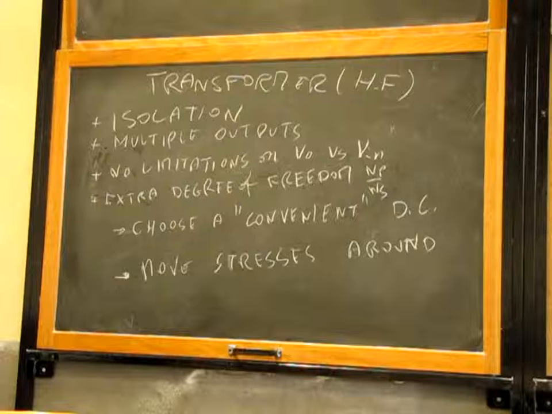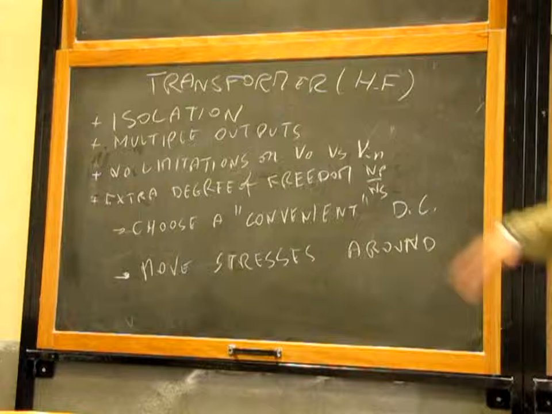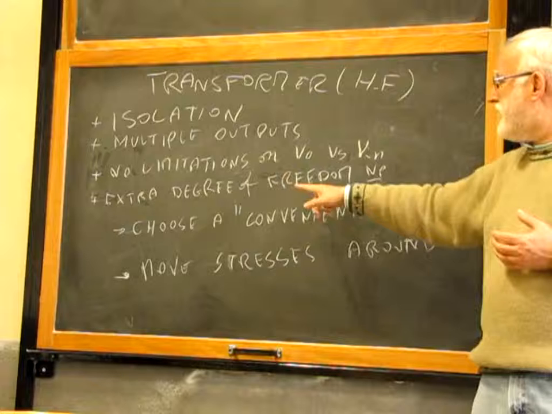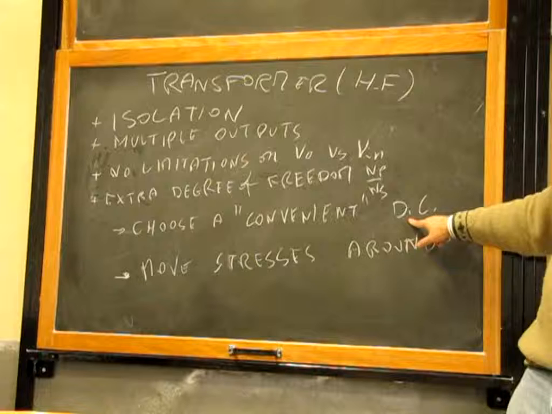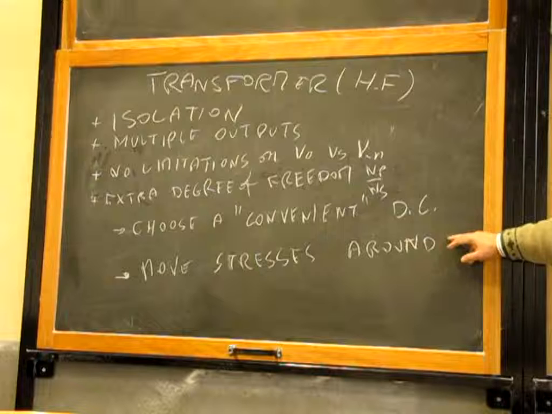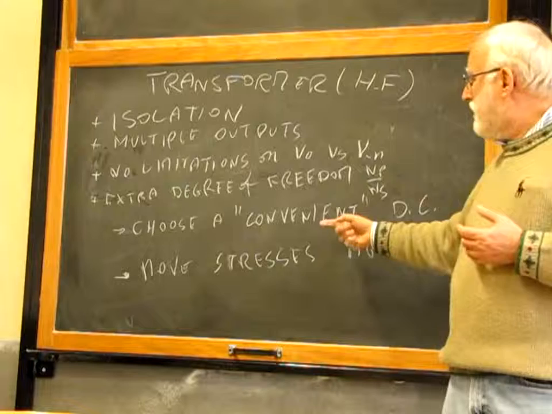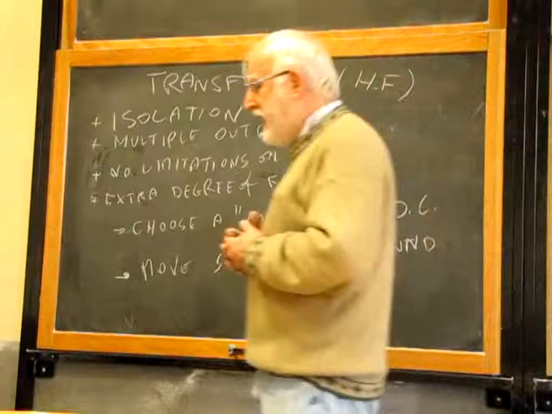Okay? So far so good? Those are basically the advantages of having a transformer. Isolation. Multiple outputs, no limitation of the output voltage versus the input voltage, and this degree of freedom allows me to choose a reasonable, convenient, a nice duty cycle, or this is one degree of freedom, so I cannot accommodate for these two at the same time, or I can move the stresses around. For example, for high power systems, I can use my turn ratio, my transformer to choose a good, reasonable, nice duty cycle.